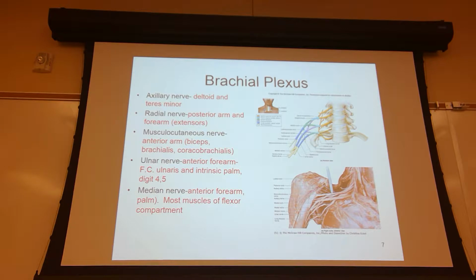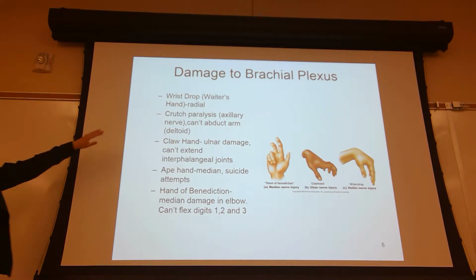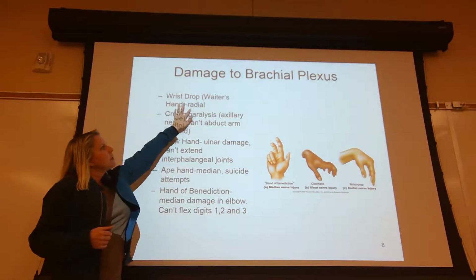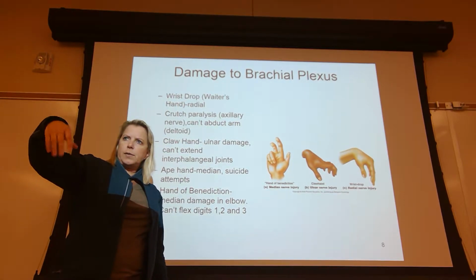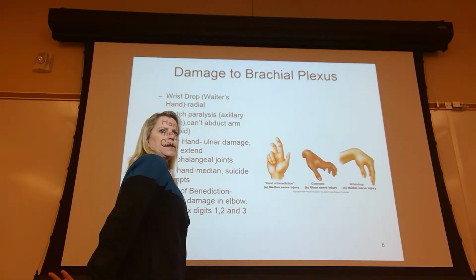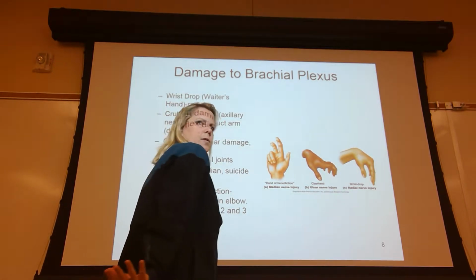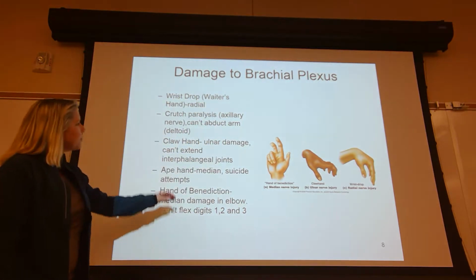So if people have damage to these nerves, like I said, with the axillary nerve, you get the crutch paralysis. Wrist drop. If you have radial nerve damage, you have wrist drop because you can't extend. This is also called the waiter's hand because they're like this, looking for the tip. That's why they call it waiter's hand.